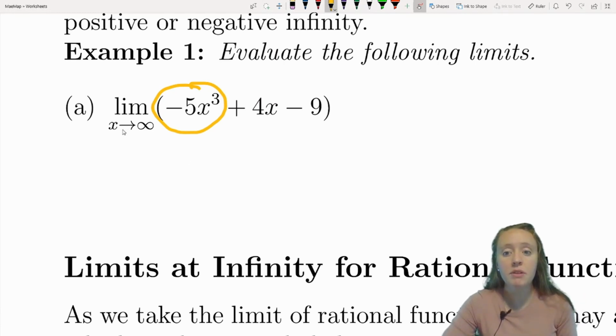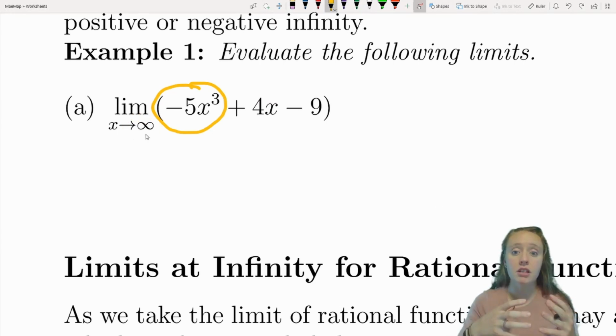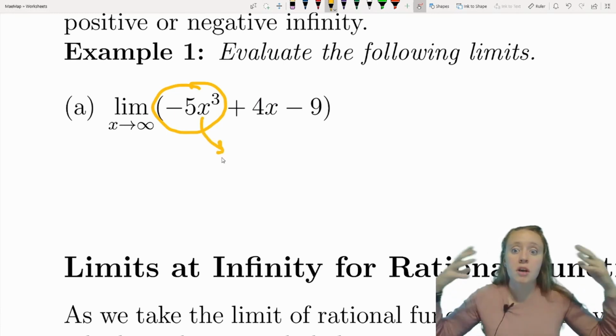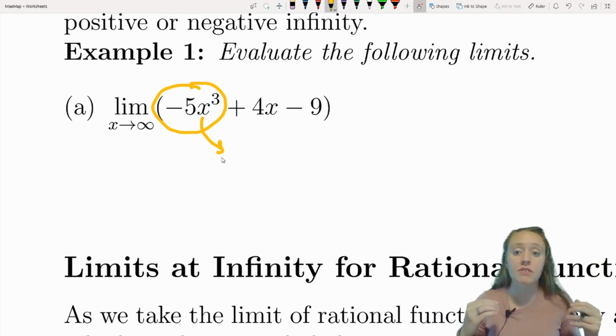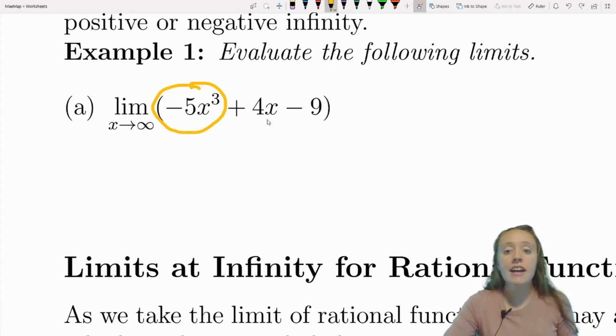So if I'm taking the limit of this as x approaches infinity, think about taking very large numbers. We're headed towards a positive infinity, so very large positive numbers, and continuing to increase that. Well, that's going to head towards infinity. x cubed is heading towards some positive infinity as x heads towards infinity. However, what is that multiplied by? That is multiplied by a negative 5. So because I have that negative 5 out in front, I have a negative coefficient. The limit of this is actually a negative infinity.